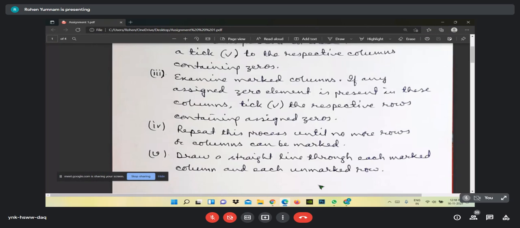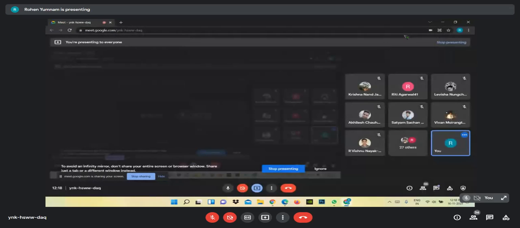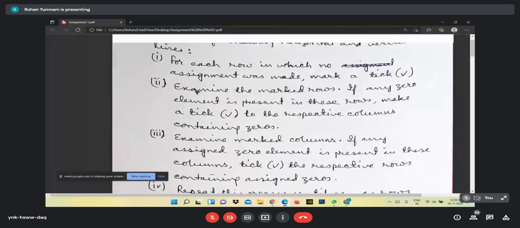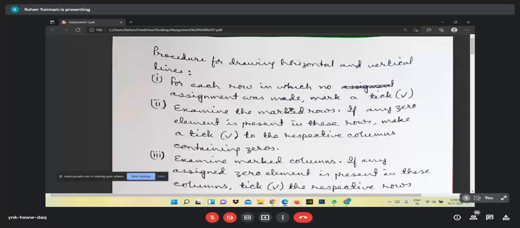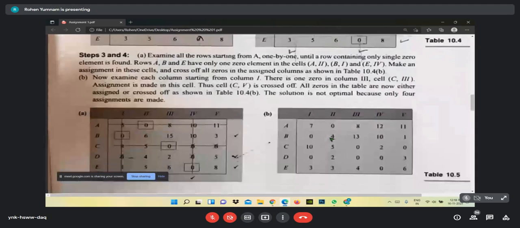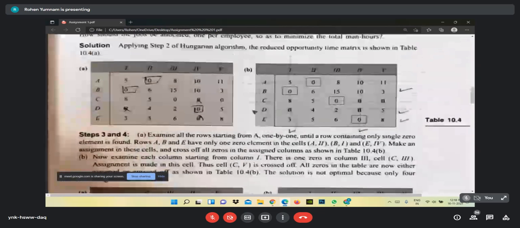What is the next one? The second one is examine the marked row. You examine that particular row you had already marked. If any zero element is present in these rows, make a tick to the respective columns containing zero. See here, we ticked here. How many zeros are there in this row? This is zero, in that column you have to make a tick. And this is also another zero, in that column also you have to make a tick.